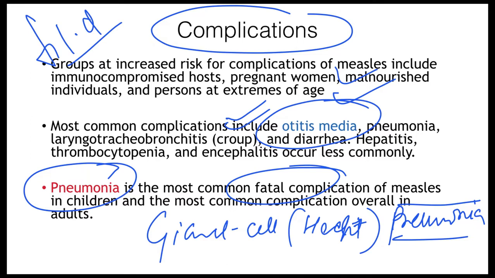That results in superadded bacterial infection. The most common is otitis media, but the most common fatal infection is pneumonia. Measles itself can cause a viral pneumonia-like picture. That pneumonia is known as giant cell or Hecht pneumonia that has been frequently asked previously in your entrance examination.